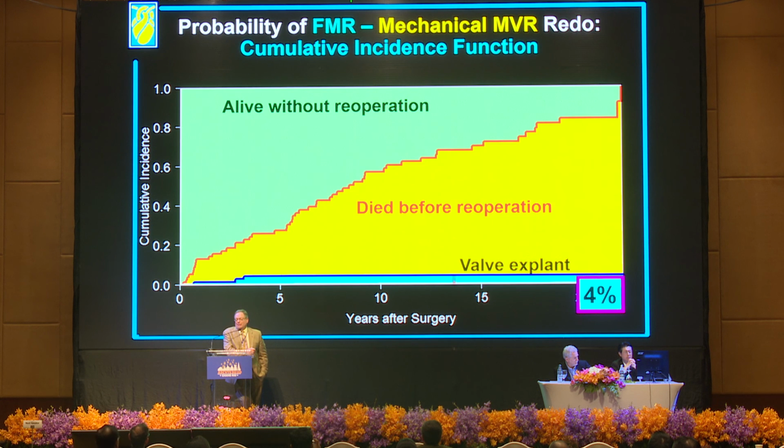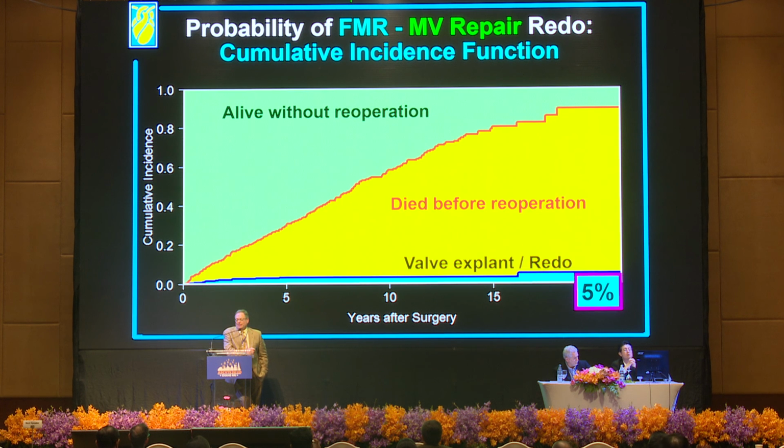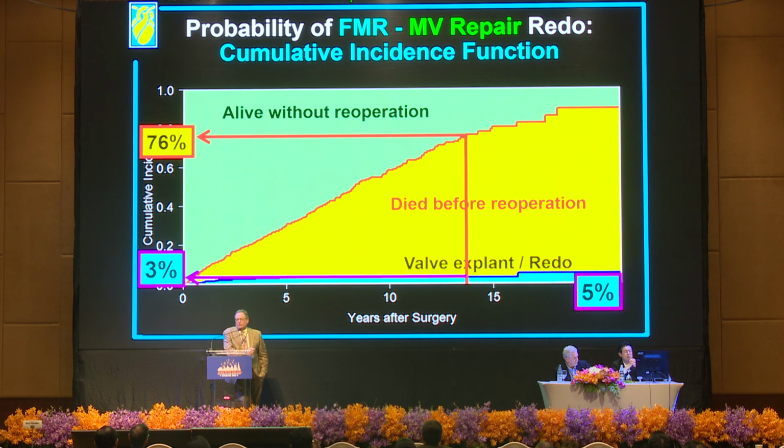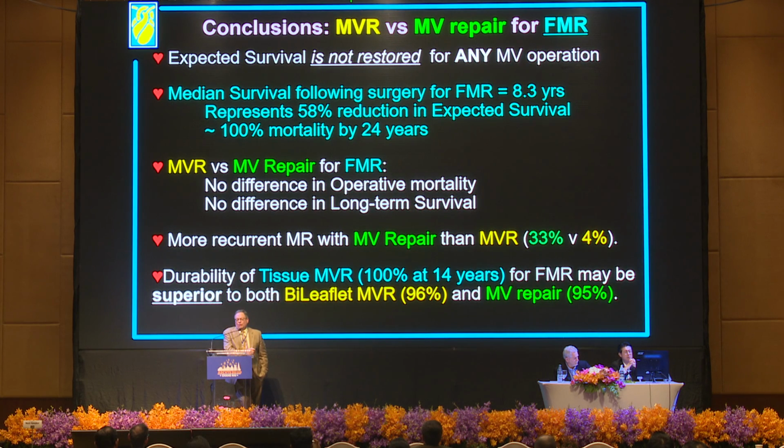So we put all this together. I'm going to skip; this is comparing all these other valves at 14 years. Mechanical at 14 years has a 68% survival and a 4% redo. Mitral valve repair has a 76% survival and a 3% redo, higher than pericardial MVR. When you look at all this, I had a whole bunch of other slides summarizing all those data, but these are the summary.